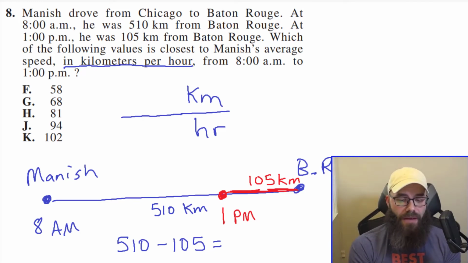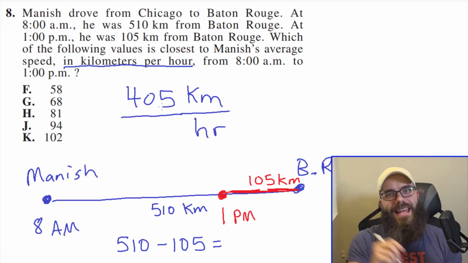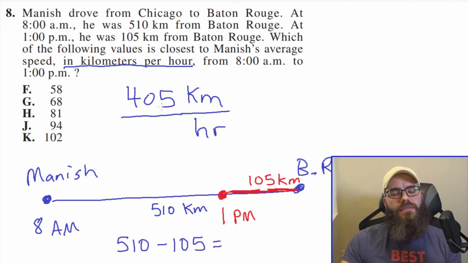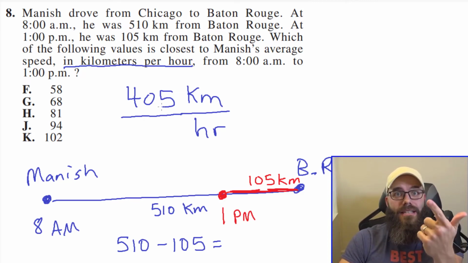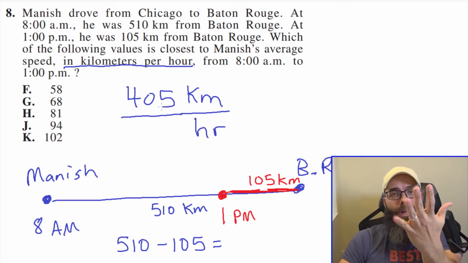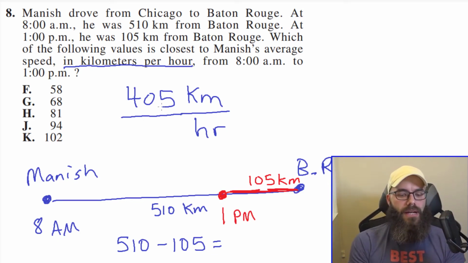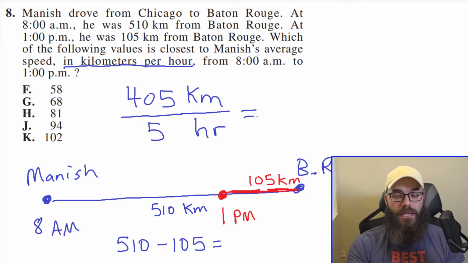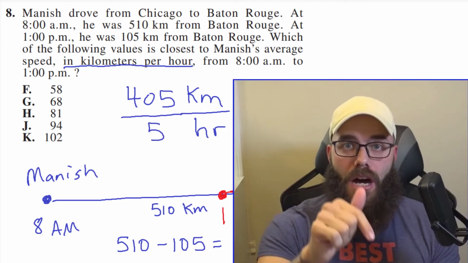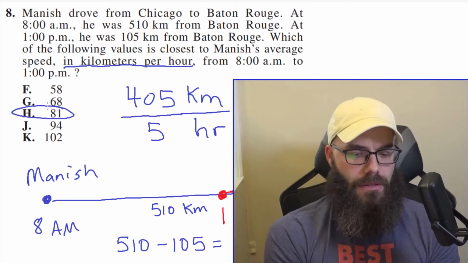So he has traveled 405 kilometers in how many hours? Count them on your fingers if you have to. 9, 10, 11, 12, 1. That's 5 hours. So we're going to take 405 kilometers divided by 5 hours, and we're going to get 81 kilometers per hour. Letter H.